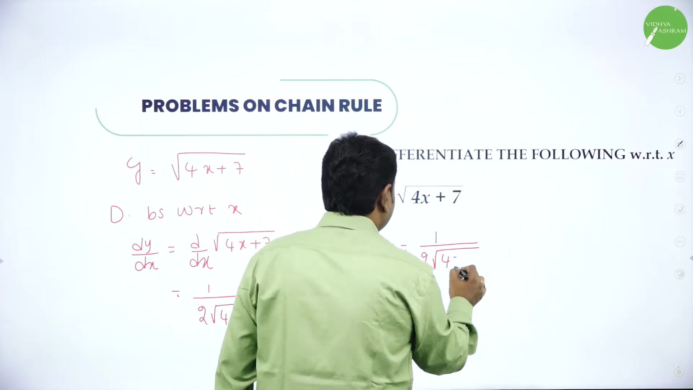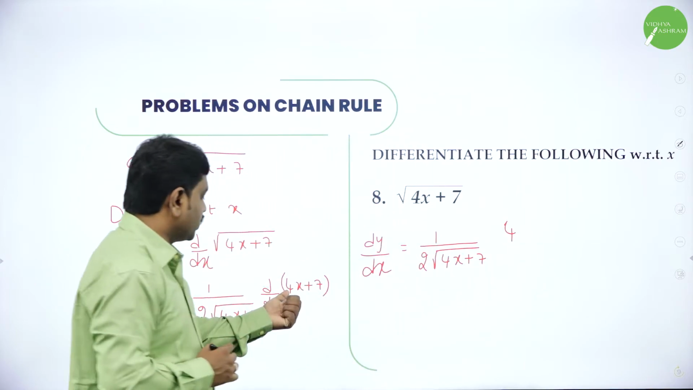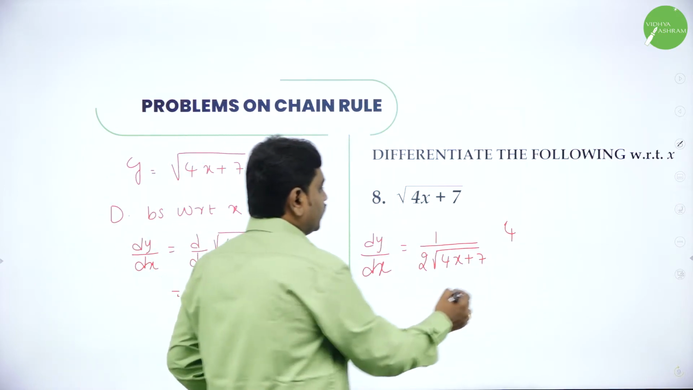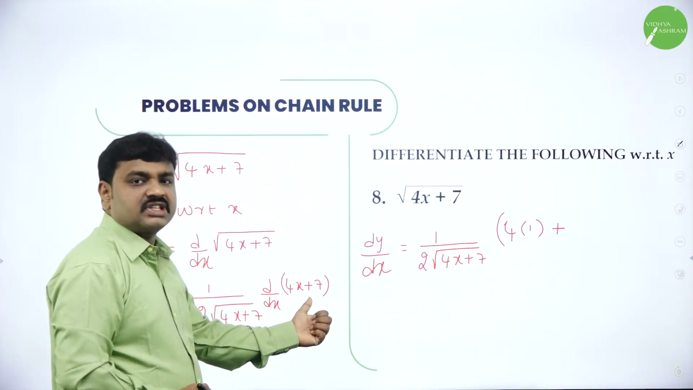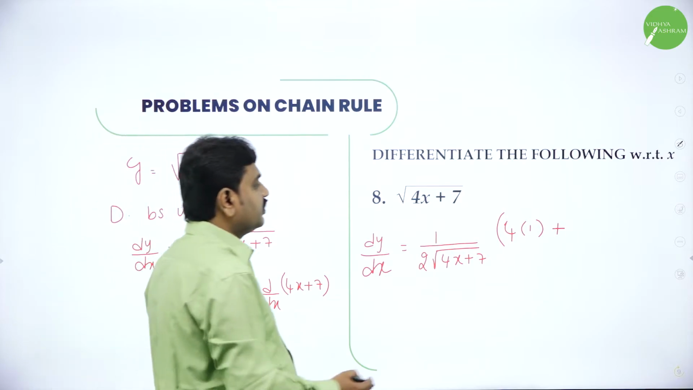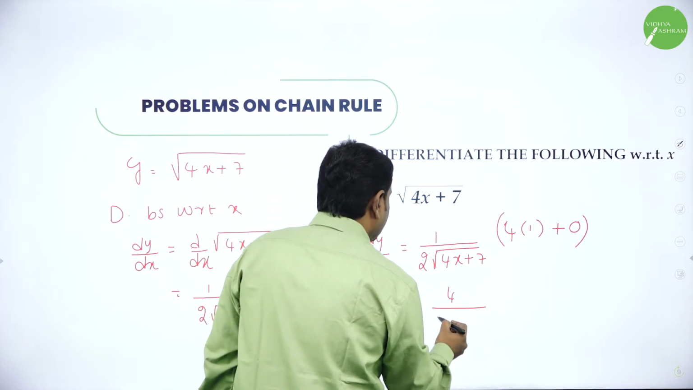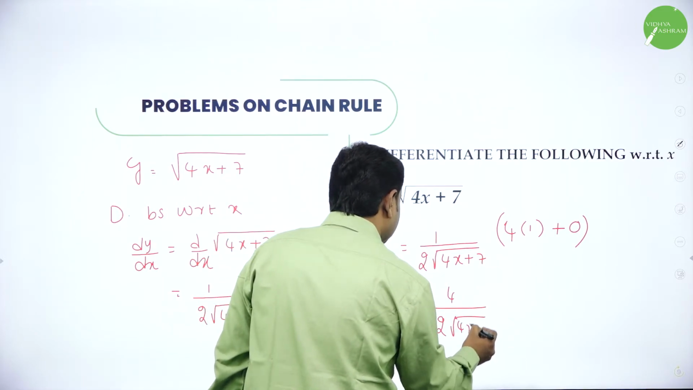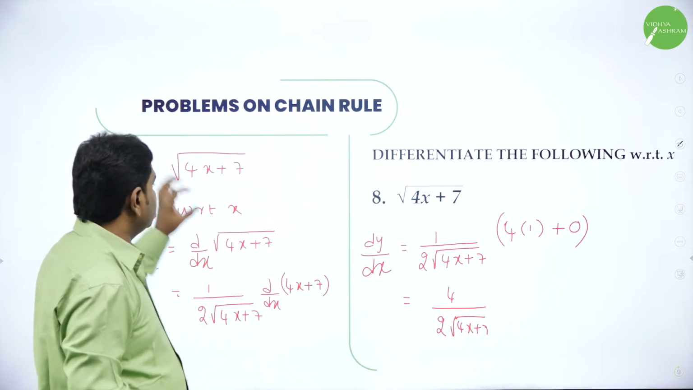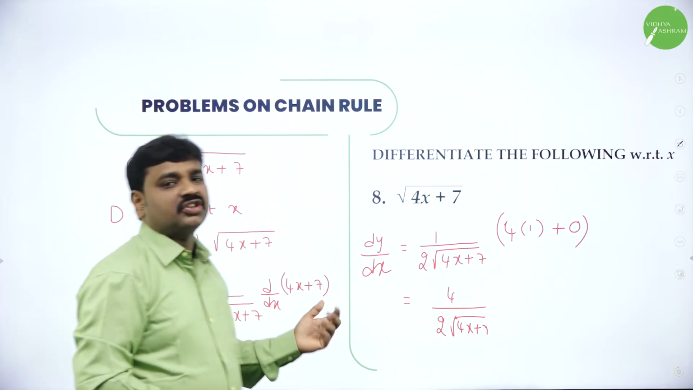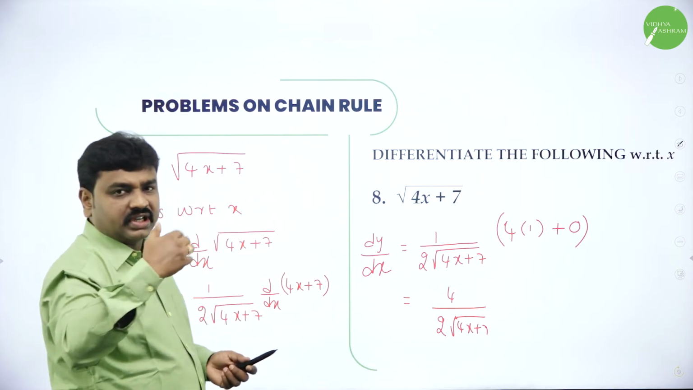So further that will be simplified as dy by dx is equal to 1 by 2 root 4x plus 7 into d by dx of 4x plus 7. In this, 4 is constant, take it out. d by dx of x is what? 1. Plus d by dx applied to 7. 7 is a number. Numbers are what? Constant. Differentiation of a constant is 0. So simplify this, you will get 4 divided by 2 root of 4x plus 7. Simply speaking, the derivative of root x is 1 by 2 root x. For root of ax plus b, the coefficient of x comes out as a into 1 by 2 root of ax plus b. That's it.